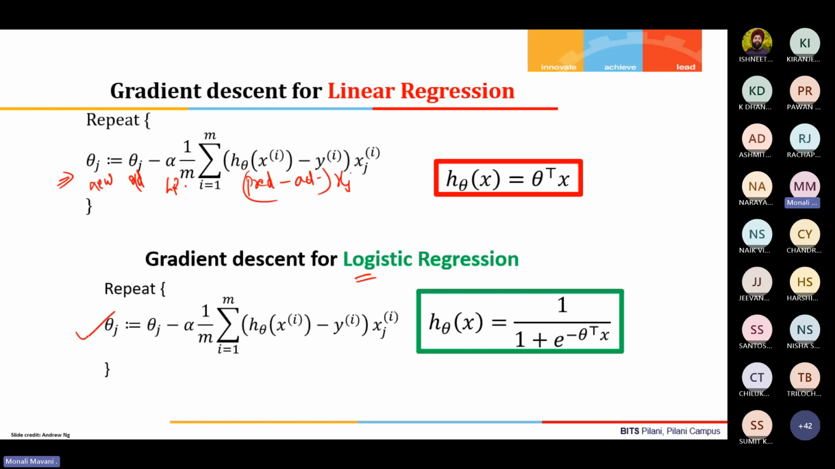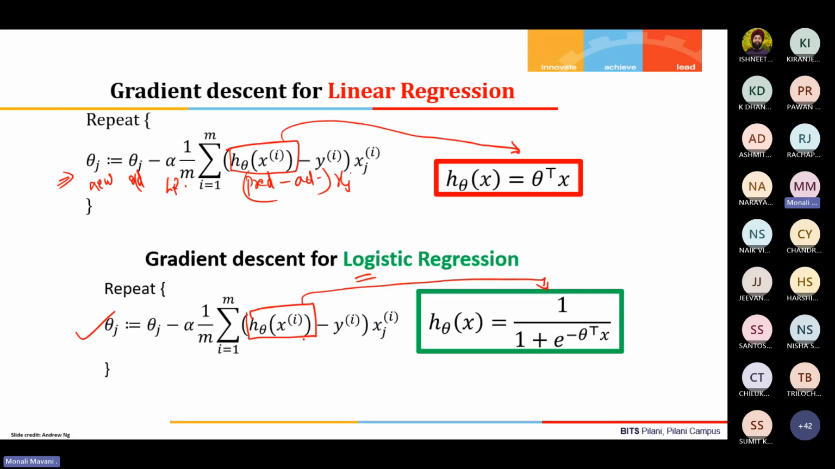What is different here? Here we use the sigmoid function. No, not the cost function. This is the hypothesis function. The hypothesis is different in both cases. So we calculate the hypothesis function and then use that in the gradient update rule. So from the parameter learning point of view, nothing is changing.